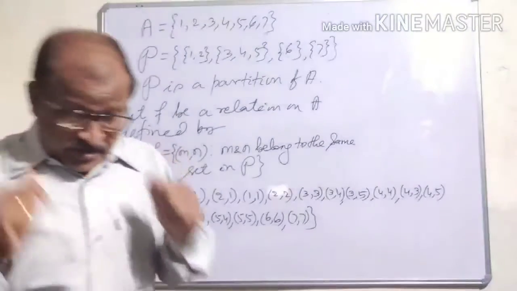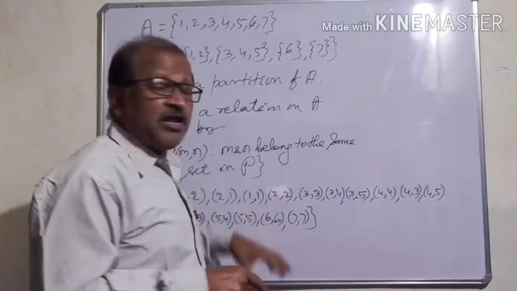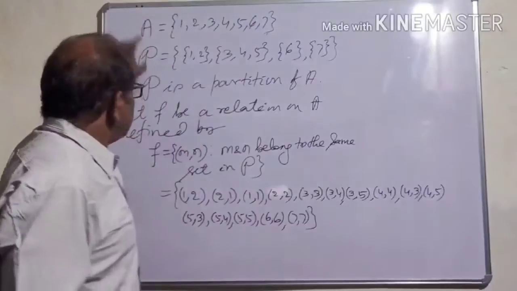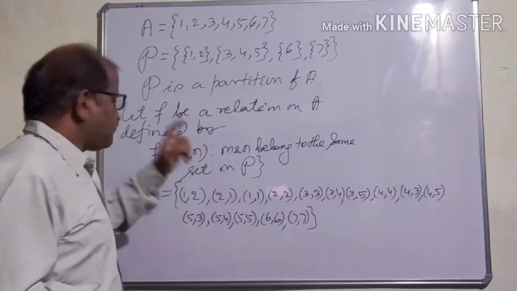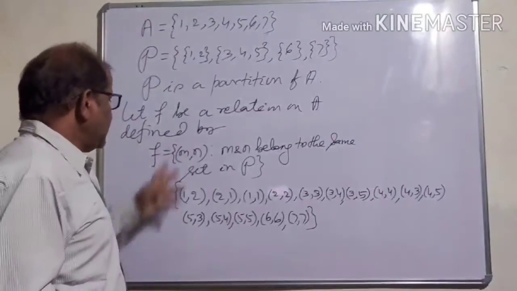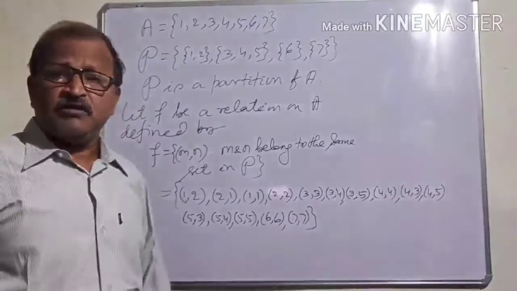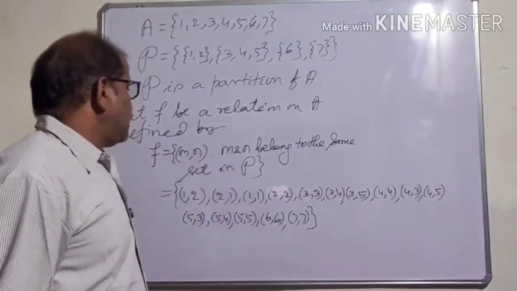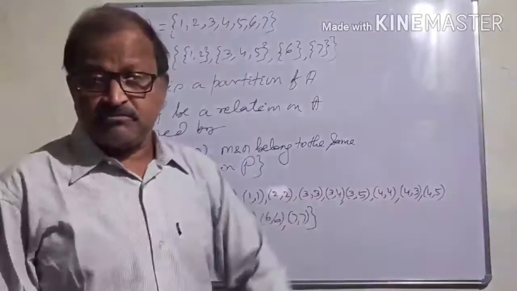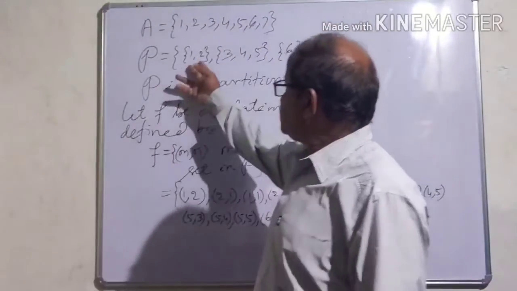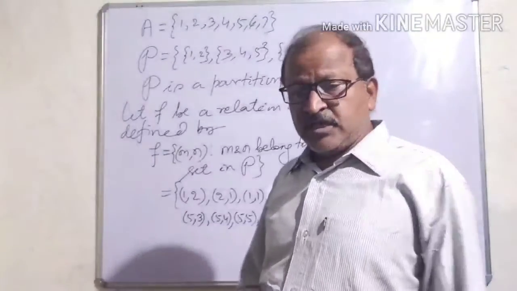Now mark here how we will form an equivalence relation from this with the help of this partition. The relation R on A is defined like this: the set of ordered pairs (m, n) such that m and n belong to the same set in the partition. In the partition, you see, there are sets. This is a set. This is a set. This is a set.